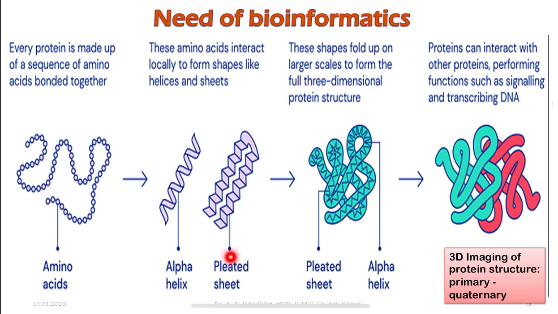Similarly, pleated sheet. So here is another kind of sheet which is formed out of these amino acids, isn't it? So you can create the image of this pleated sheet of the protein molecule. These shapes fold up on large scales to form the full 3-dimensional protein structure. So here you can see this pleated sheet is created, including this alpha helix.